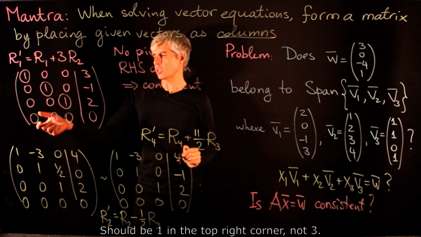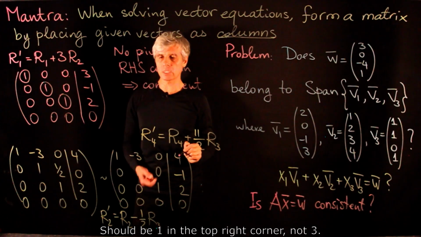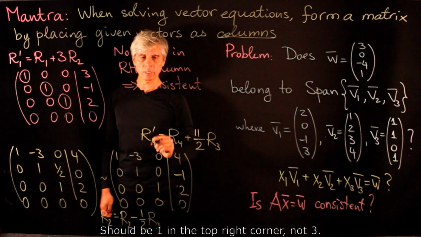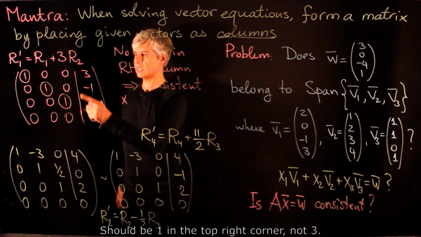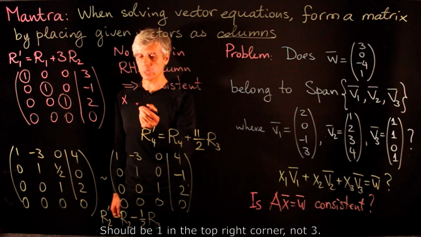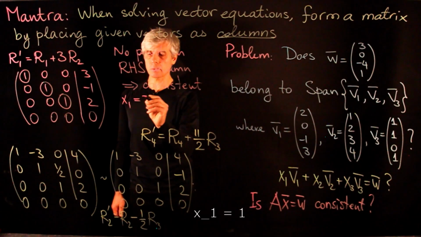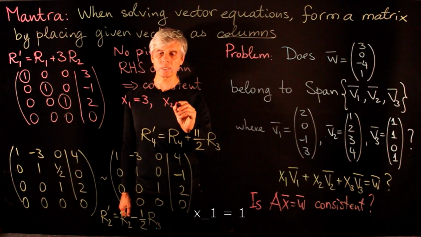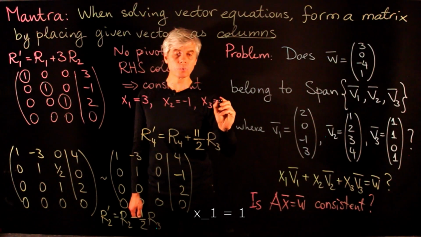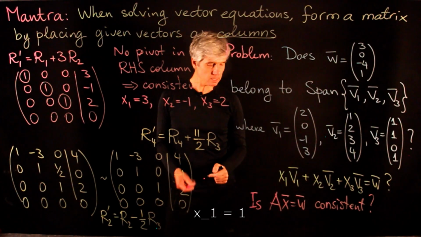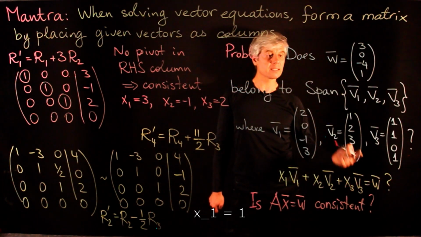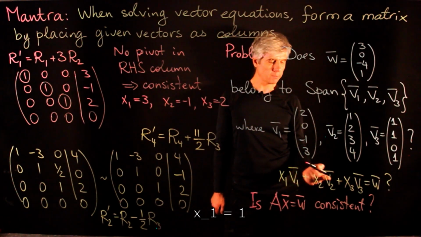So we don't have an equation with a 0 on the left-hand side and a non-zero constant on the right-hand side. And so from here we read out the values of our unknowns. In this case, we have no free variables, so every variable is a leading variable. So there is a unique solution. We get that x1 is equal to 3, x2 is equal to negative 1, and x3 is equal to 2. And what this means is that indeed w is a linear combination of v1, v2, and v3.